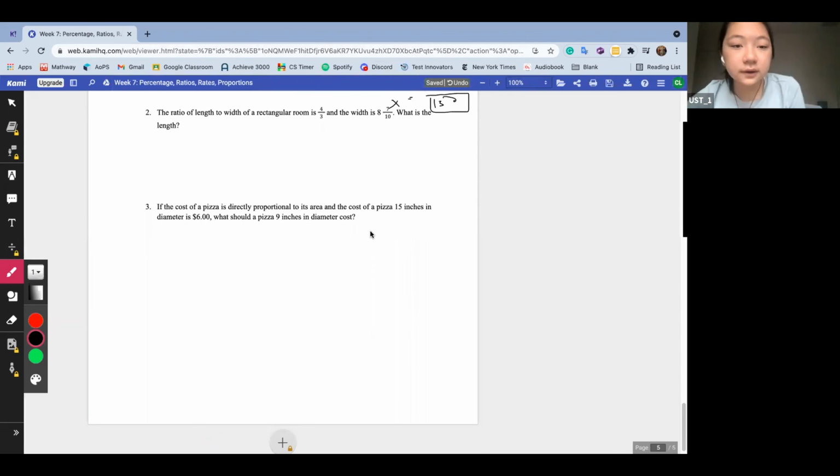Okay, the next one: the ratio of length to width of a rectangular room is 4/3, and the width is 8 and 7/10. What is the length?